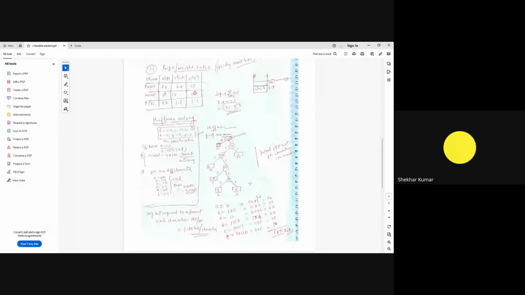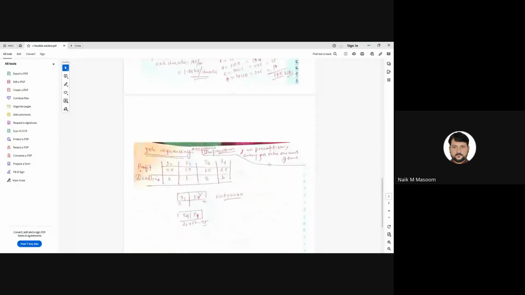Okay, and is it visible? Not yet. Okay, I think now visible.